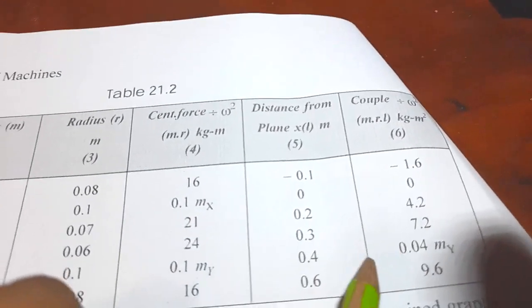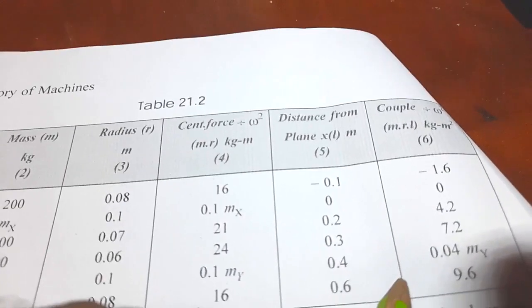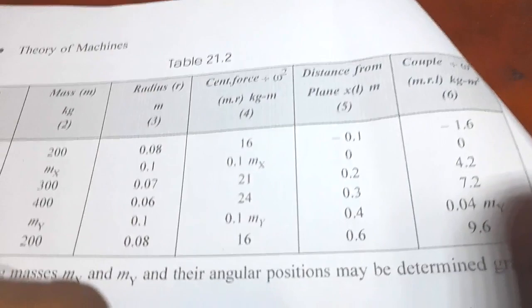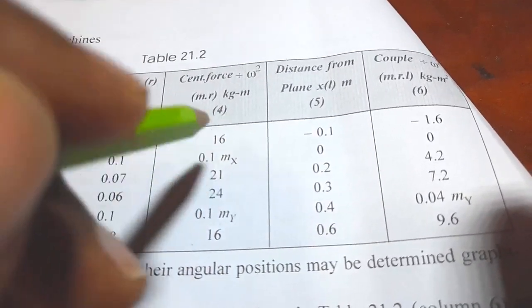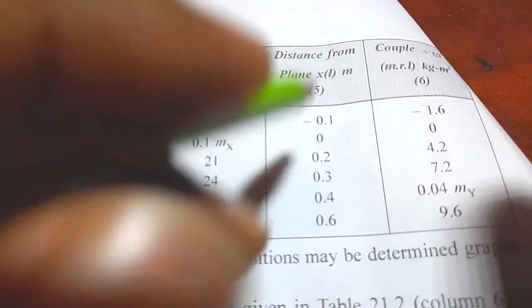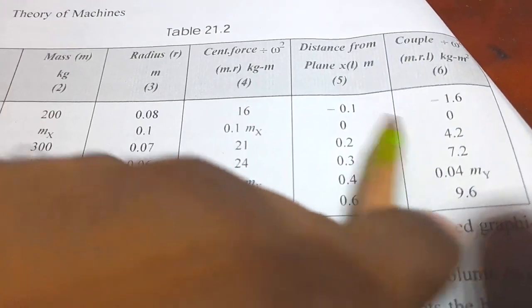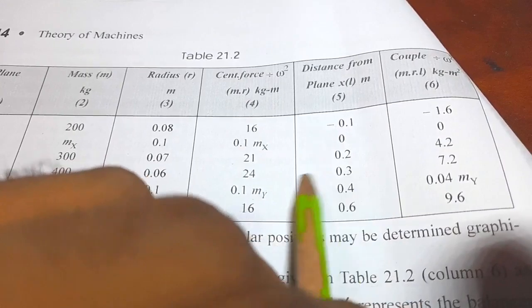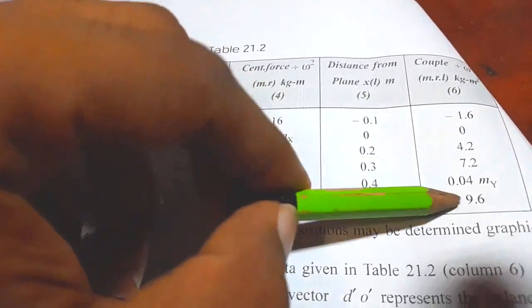Now the last one. What is the last one? The last one is the moment value. So how do we get the moment? Actually, it is the distance to the respective plane times the centrifugal force. The centrifugal force we have already obtained as the multiple of mass and the crank radius. So you have to multiply that by the distance to the respective plane from the reference plane, like 21 into 0.2. By multiplying this with that, you can obtain this side. I hope that is clear.